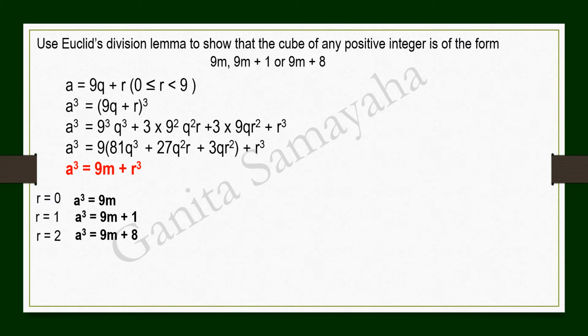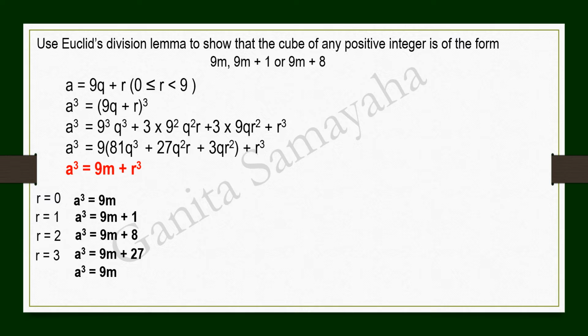So next, r is equal to 3. Let us see what happens. When r is equal to 3, a cube will become equal to 9m plus 3 cube, which is 27. But again 27 is a multiple of 9, isn't it? 9 into 3. So both the terms are multiples of 9. That's all. So we write it as a cube is equal to 9m only. Here don't think that we have neglected 27 children. This means that a cube is equal to 9 into some integer m. Is it clear? We have not neglected 27. This is simply a symbol used to write that a cube is of the form 9m.